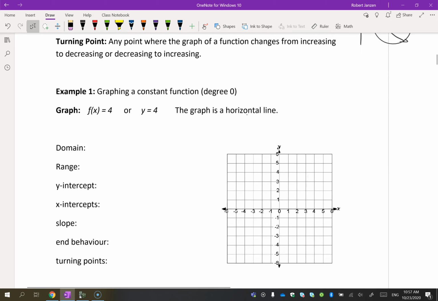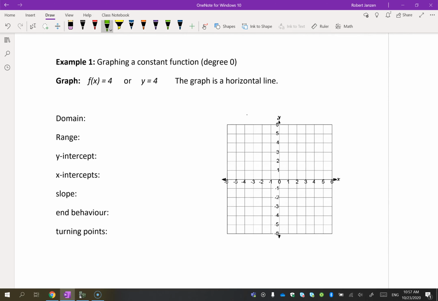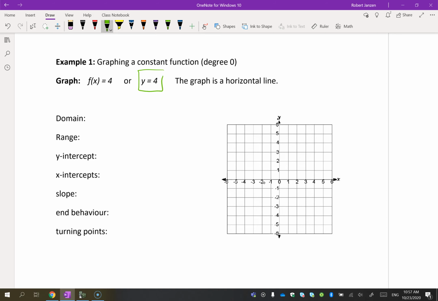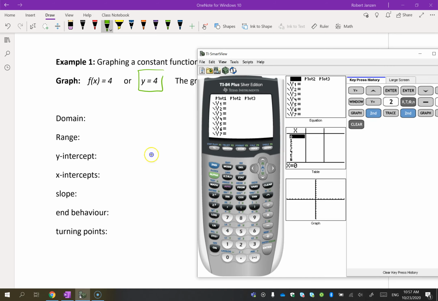Okay, so let's try some examples here. We'll start with the basic one, the degree 0. This is called a constant function. Okay, so let's get out our calculator and we're going to graph this. I want to go to y equals, and I'm going to clear this. And I want to graph, and notice it says f of x equals 4. That's the same as y equals 4. So I'm just going to put a 4 in there, and then we're going to graph. And so the graph looks like that.